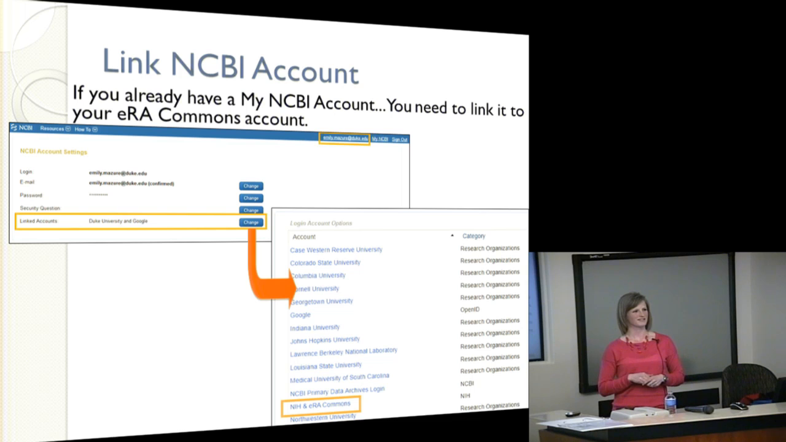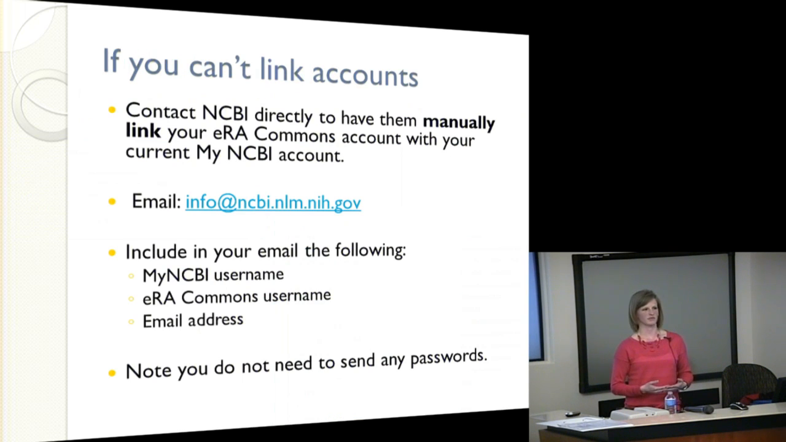So try this process. I will tell you that this doesn't always work. They have a known glitch, which again, like I said, I asked a lot of questions last week and they're trying to fix this and make it easier. But for now, if you do this and you get an error and it's not linked, you can email them directly, and they're usually pretty quick about responding. And you just give them your username for My NCBI and also your username from ERA Commons and email. No passwords, just the usernames, and they'll manually link those accounts for you.